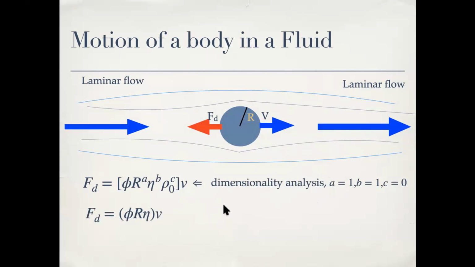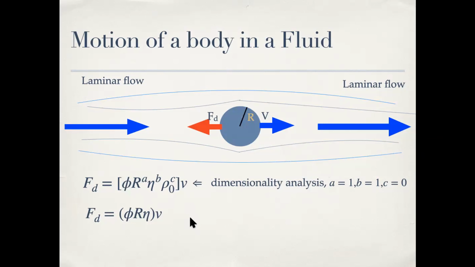Let me repeat that these coefficients A, B, and C are 1, 1, and 0. And then the formula becomes pretty simple. The force is proportional to the radius, to the viscosity, and obviously to the velocity. The only remaining missing thing is that numerical factor denoted by phi.